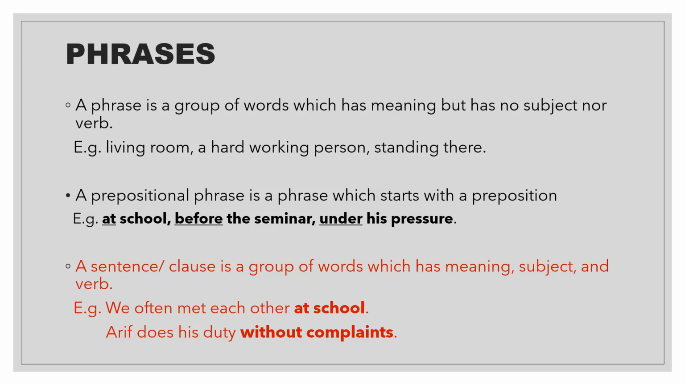Note, please check that a phrase does not have subject-verb. If it has subject-verb, it must be a sentence, because a sentence or a clause is a group of words which has meaning, subject, and verb. For example, we often met each other at school. So, we is the subject, met is the verb. But at school is a phrase.